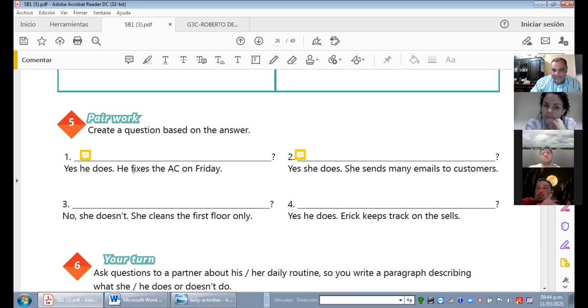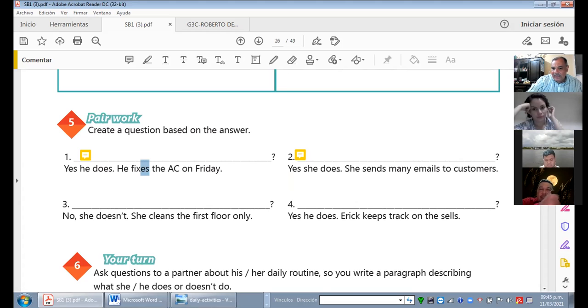Pero esa palabra, cuando se traslada a una pregunta afirmativa, no se descompone. No, al contrario. Aquí, porque estoy hablando de él, le agrego la ES, pero el verbo en su forma base es fix. Cuando yo le digo, do you fix computers? ¿Arregla usted computadoras? El verbo va en su forma base. Aquí, como estoy hablando de él, los verbos que terminan en X, se le agrega ES. Él arregla el aire acondicionado. Pero si hablo de la primera persona, solo fix: I fix, you fix, we fix, they fix. Pero he, she, and it fixes.